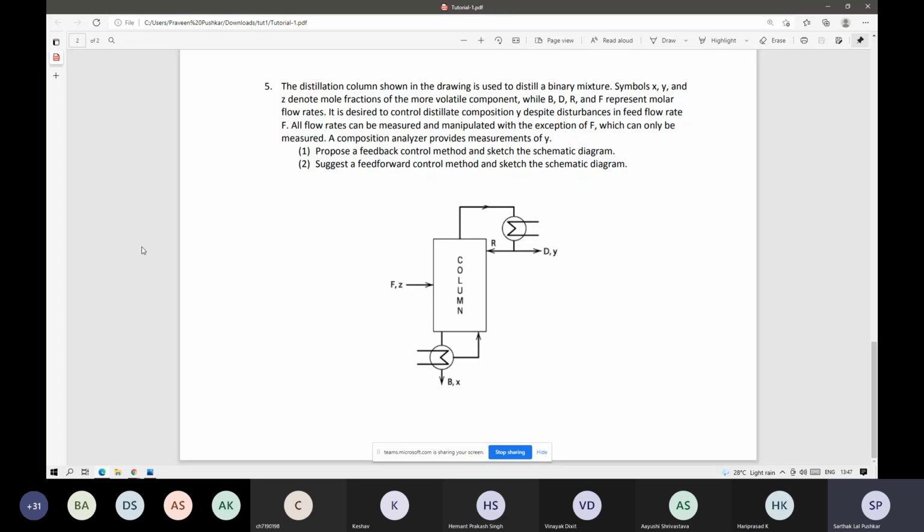In the diagram, it's a distillation column, and B, D, R, and F represent the molar flow rates. What you need to do is control the distillate composition, that is Y, with the disturbance in the flow rate F. So you need to measure the flow rate F and change the variable Y. For this, you need to propose a feedback control system and a feed forward control system. And you cannot manipulate F. It can only be measured.